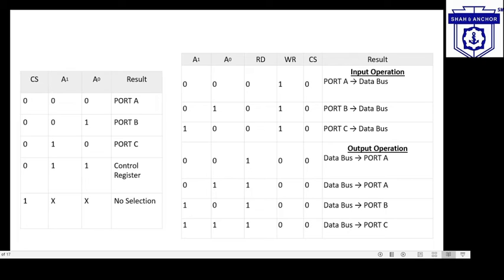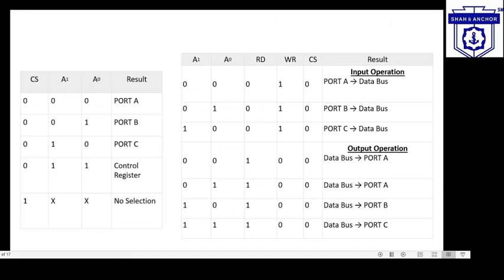Because by default the value of chip select is 0. If it is 1, there is no selection. Then depending upon input or output operation, read or write becomes 0 or 1. If read is 1, it performs the read operation. If write is 1, it performs the write operation. Read means output operation, write means input operation.